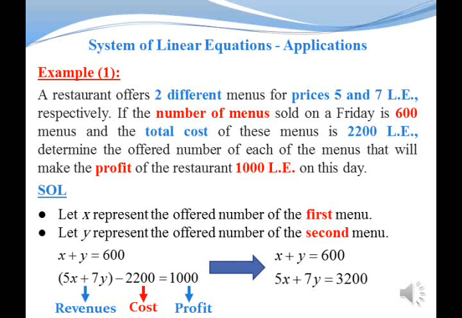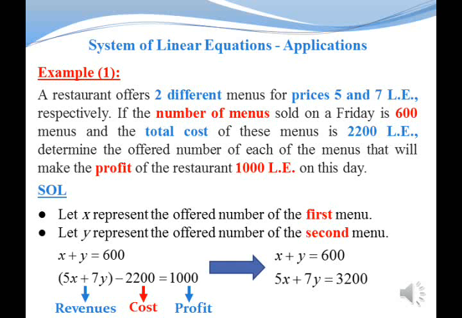The second equation is a bit tricky. You know that profit is equal to revenues minus cost, right? The question here gave you that the total cost of both menus on Friday was 2,200 LE, and that the price of each menu is 5 and 7 respectively. If you need the profit to be 1,000, this means that the revenues minus the cost is equal to 1,000, right? So what is your revenue?